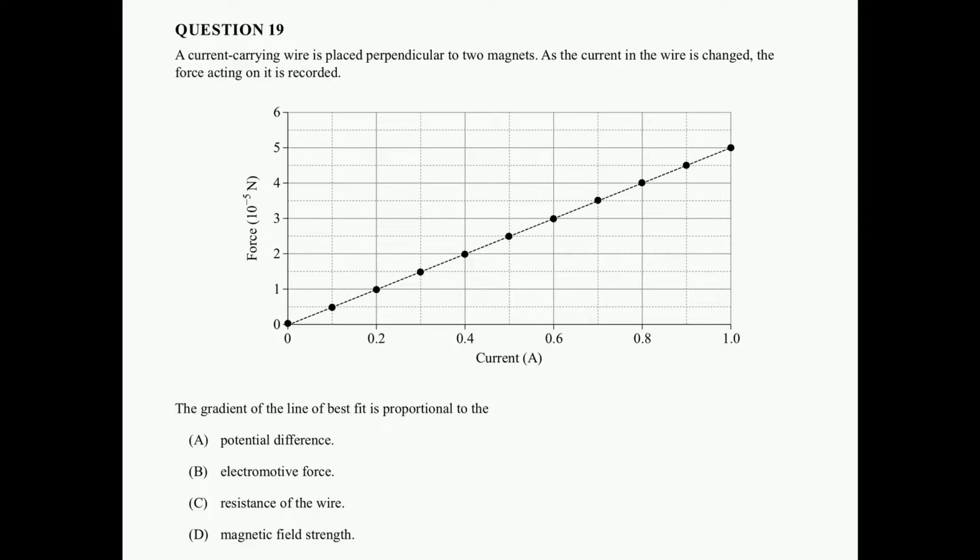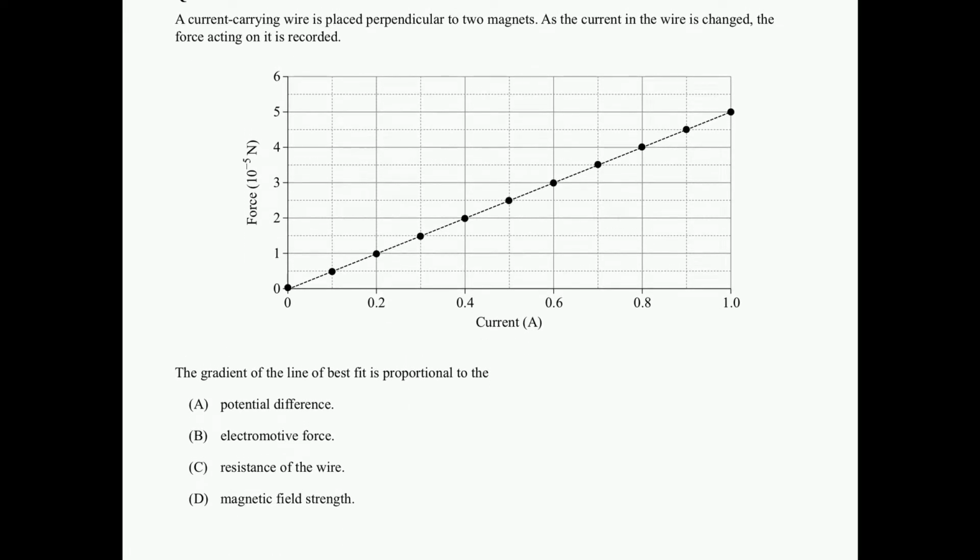All right, cool. We're on to the final page. So question 19: a current carrying wire is placed perpendicular to two magnets. As the current in the wire is changed, the force acting on it is recorded. So the question is, the gradient of the line of best fit is proportional to the potential difference, electromotive force, resistance of the wire, or magnetic field strength.